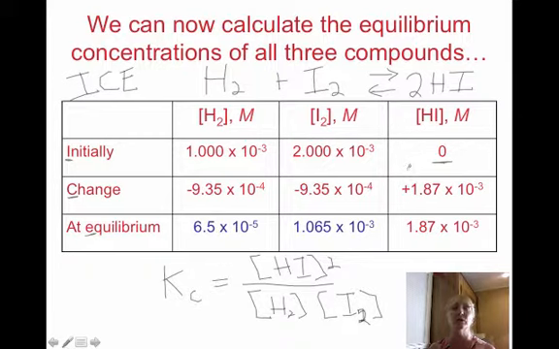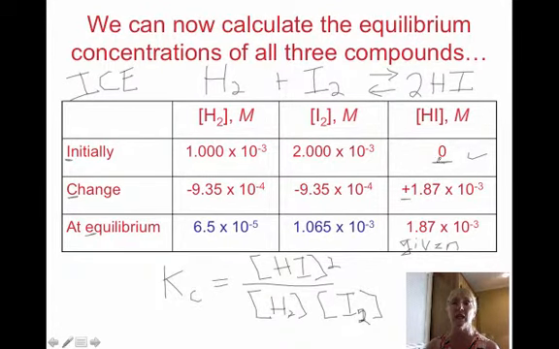Now here is where stoichiometry kicks in. They told us in the problem, this was given, that there are 1.87 times 10 to the negative 3 molar concentration of hydrogen iodide. So its change is pretty easy to calculate. If you start at 0 and you end with 1.87 times 10 to the minus 3, then you had a net increase in concentration of that amount.